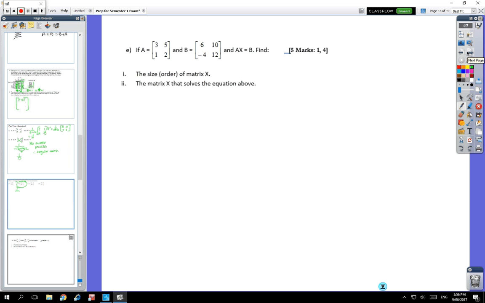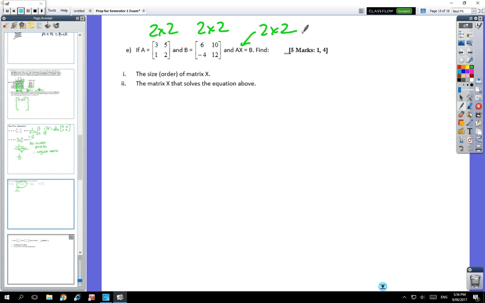So what's the order of the matrix X, and then solve for X. Basically, this is a 2 by 2. This is a 2 by 2. So X must be a 2 by 2. Otherwise, you wouldn't get a 2 by 2 answer for B. Okay, so matrix X must be a 2 by 2.